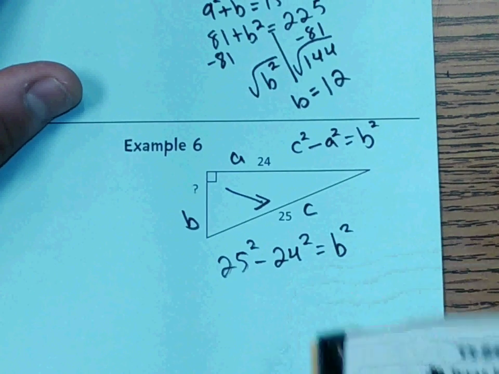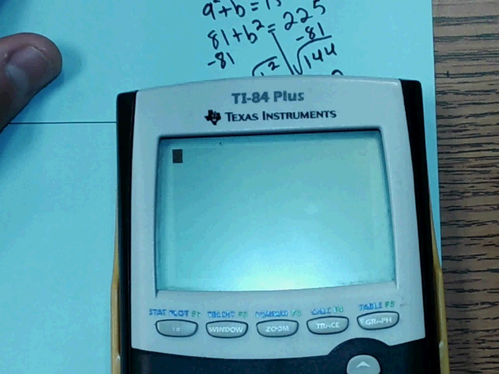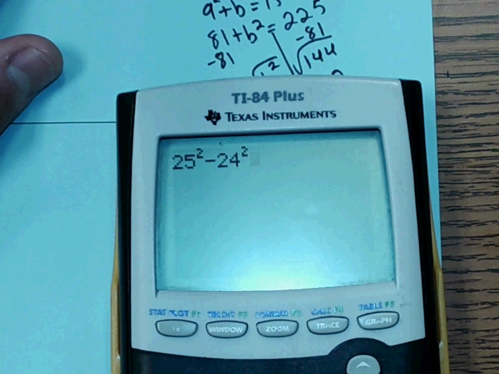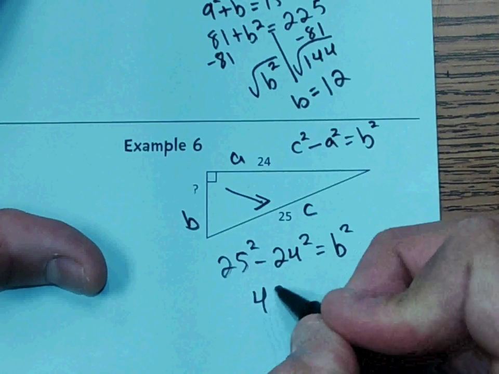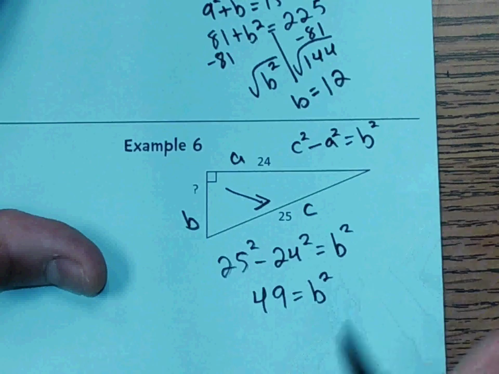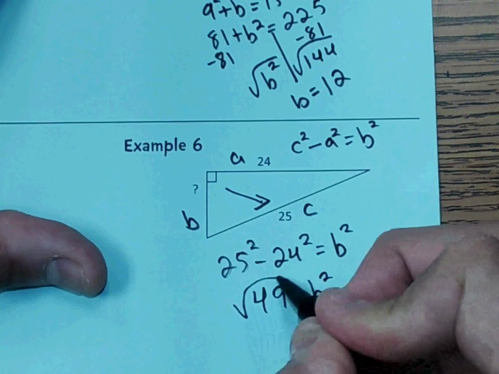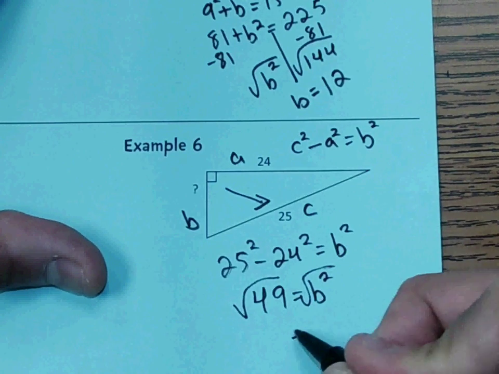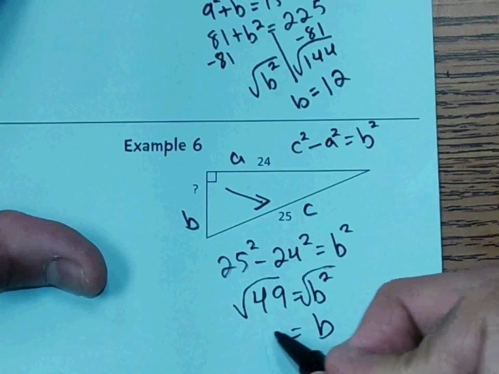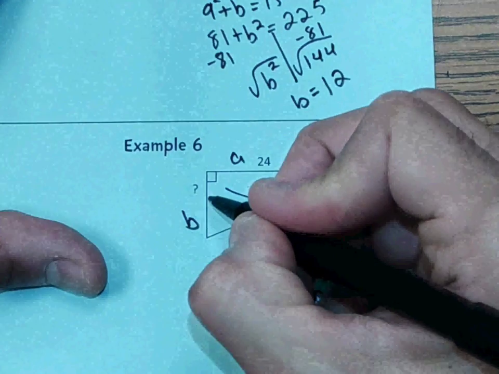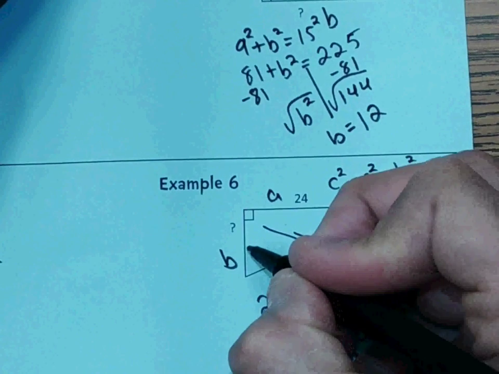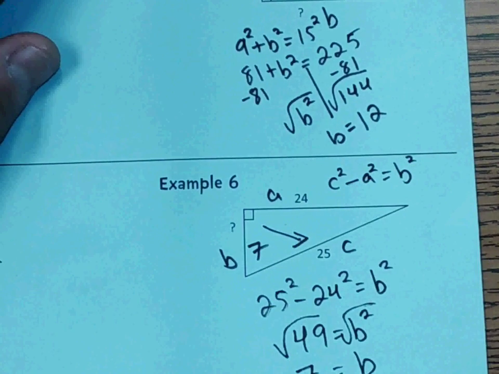So if you just enter it onto your calculator, 25 squared minus 24 squared, and that comes out to 49. We unsquare it, so we square root it, and I know that 7 squared is 49. So that means the missing length of this triangle is 7. So you have two ways to do it.